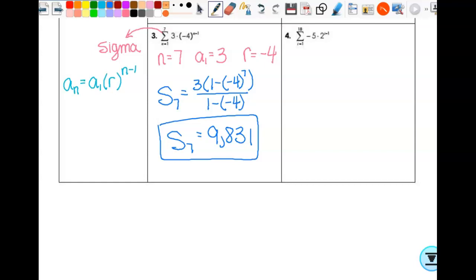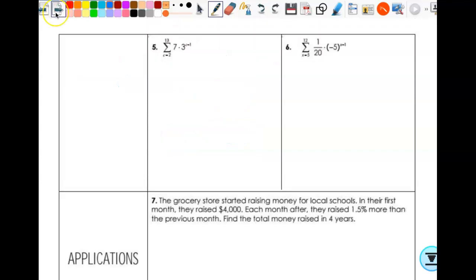Any questions at all? Okay. We don't need to do number 4. And we're actually only going to do part of number 5.